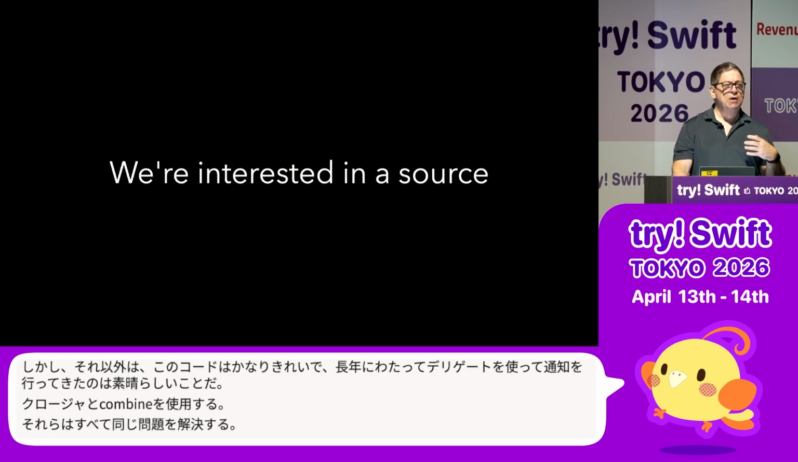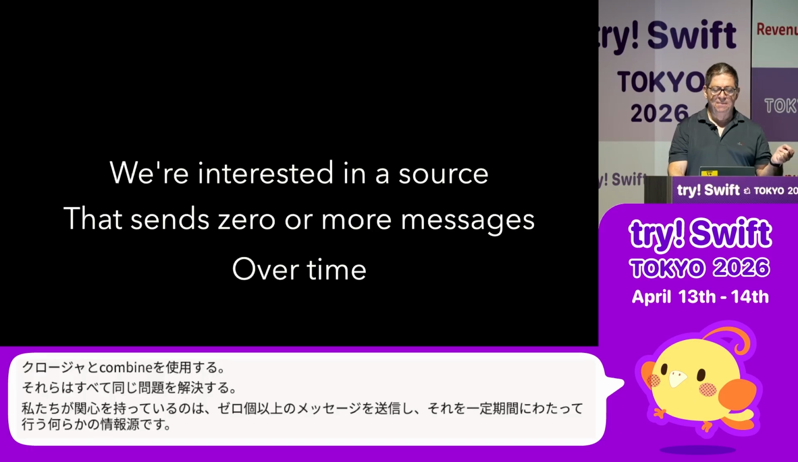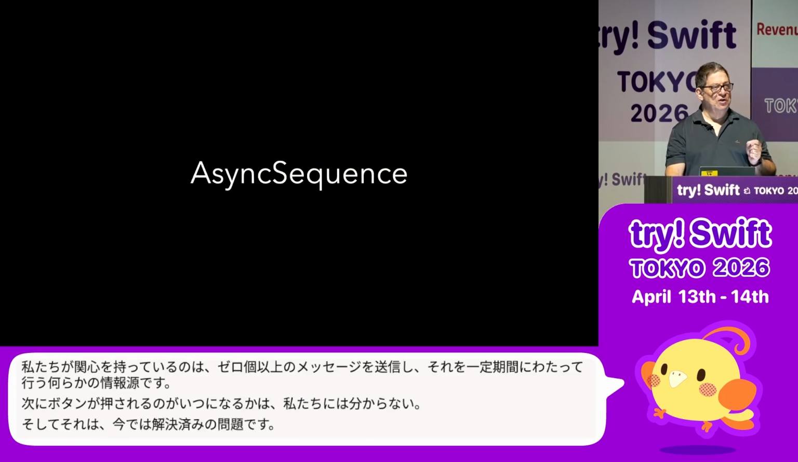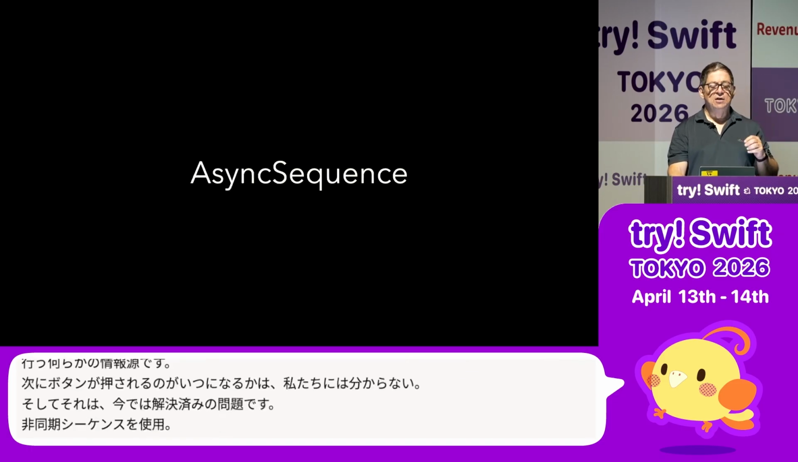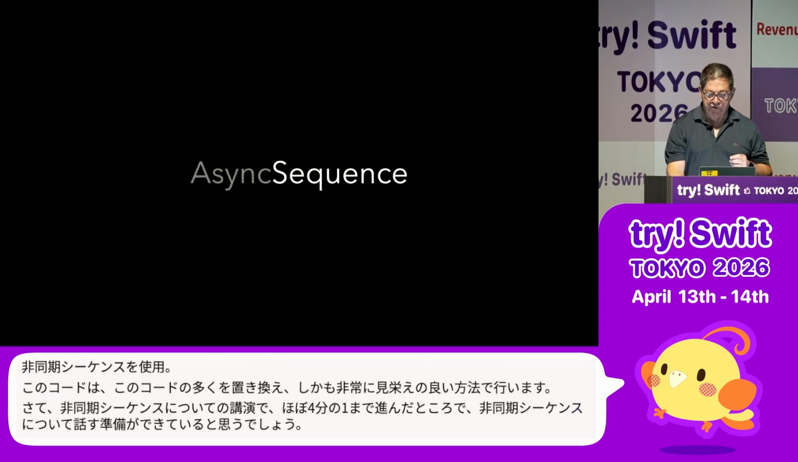We're interested in some source that sends 0 or more messages, and it does it over time. We don't know when that next button push is going to happen. And that's a problem that's been solved now with async sequences. And so async sequence replaces a lot of this code and does it in a really pretty way. Now you'd think in a talk on async sequences, where I'm almost a quarter of the way through, I'd be ready to talk about async sequences, but I'm not. Let's talk about sequences first.